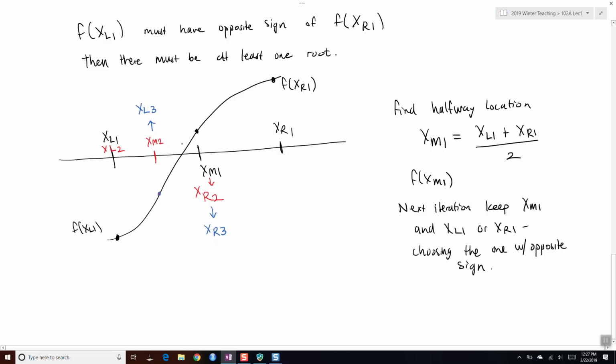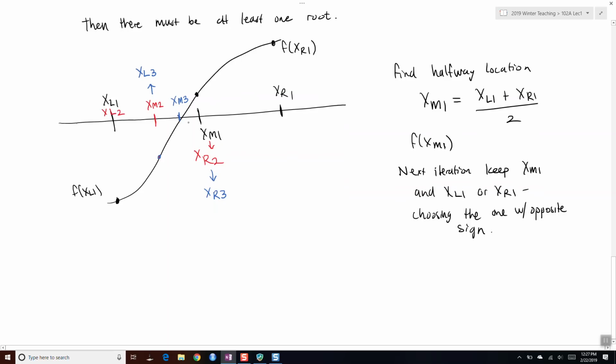Okay, so we have our left bound and our right bound, and then we split that in half, and this will become x midpoint 3, and then we have to decide whether to keep the left one or the right one, and we just continue to do this back and forth. Keep splitting it in half over and over again, keeping the two endpoints that have opposite signs. And that's it. Just keep going until basically xln minus xrn is less than some tolerance level.